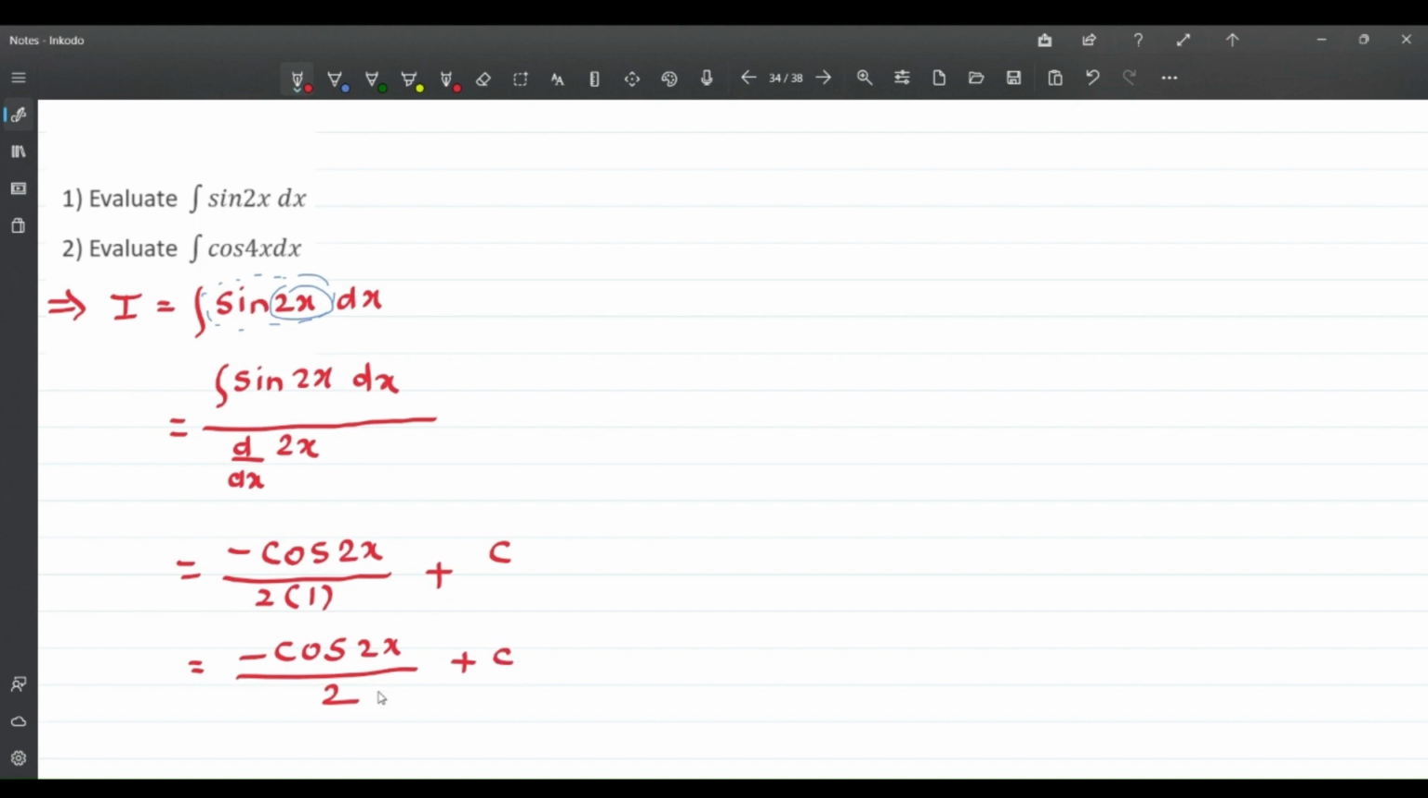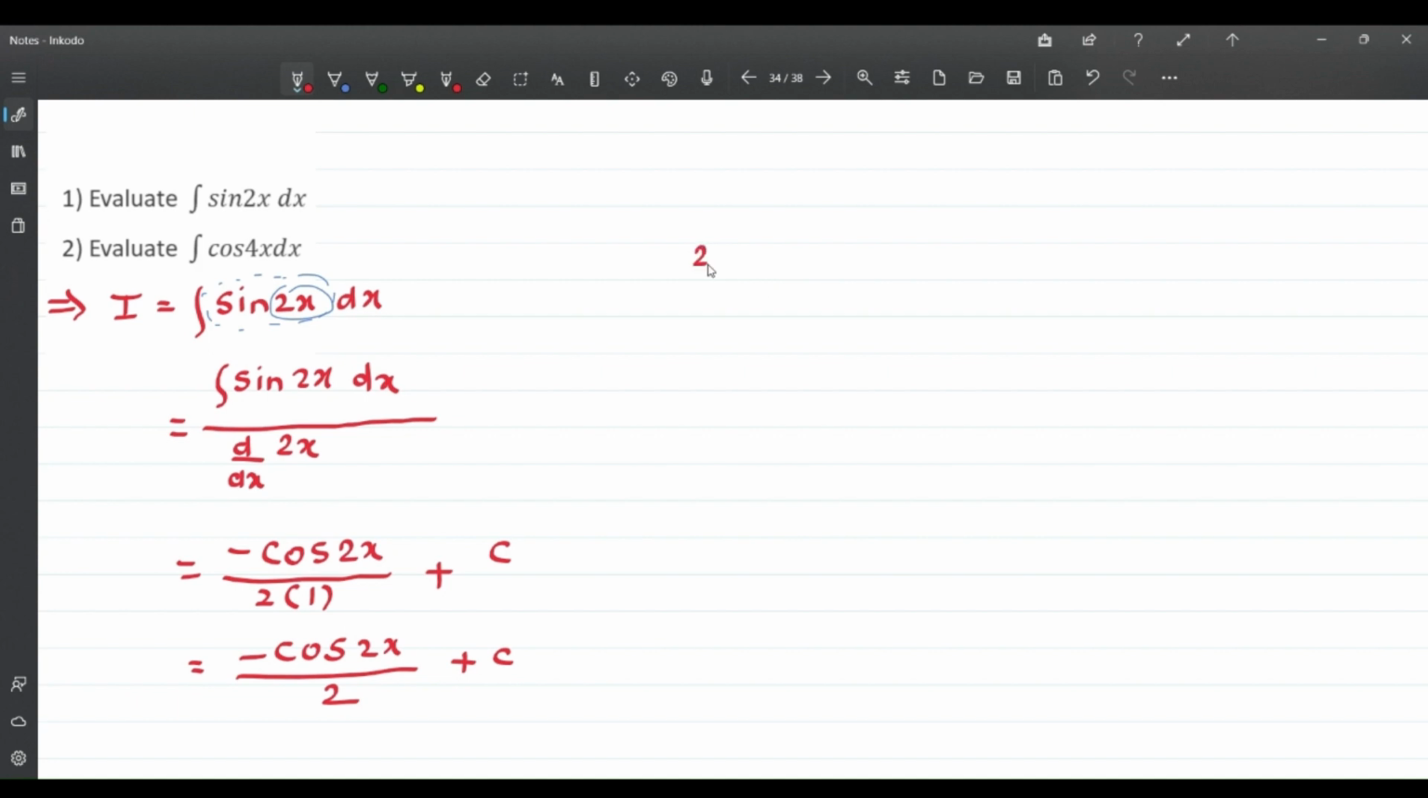The shortcut for this is: you can say integration of sine 2x divided by the coefficient of x. Here the coefficient of x is 2, so divide by 2 plus c.